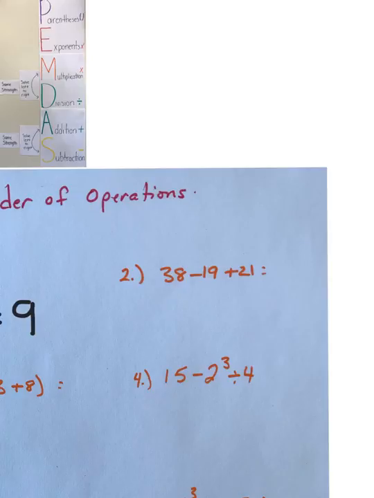For this next one, we need to look again, order of operations. No parentheses, no exponents, no multiplication and division, so we just need to go from left to right for addition and subtraction. The subtraction will have to be first. 38 minus 19 is 19. We add 21, and that becomes 40.